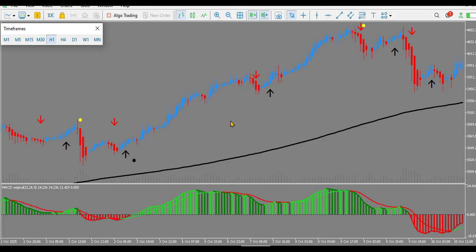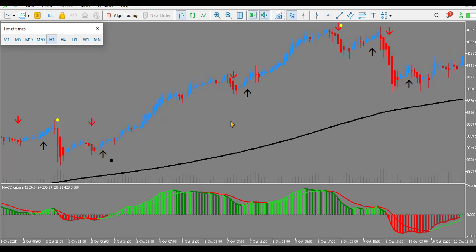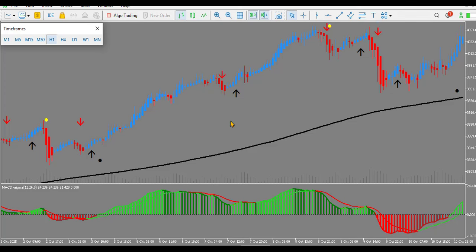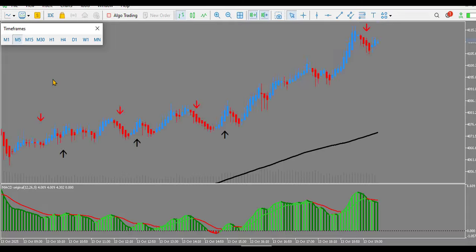Make sure you try out any strategy on a demo account before you go live. Familiarize yourself with any strategy and make sure you are consistent in using it.